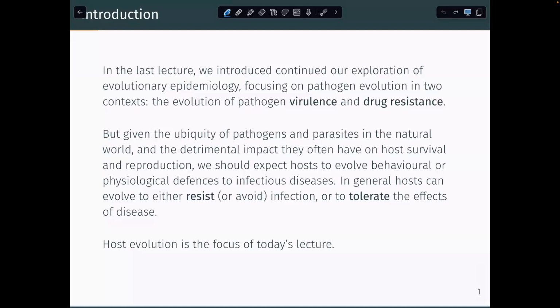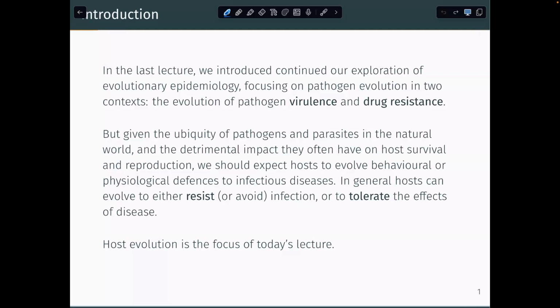And part of the reason for this is that pathogens and parasites are found throughout the natural world, right? So we might think about human infectious diseases because we're humans. But pretty much wherever you look, you find pathogens and parasites. Because of this, it's a very common ecological relationship that we find in nature. And pathogens and parasites often have a really severe impact on host survival, as well as host reproduction. So we should generally expect that hosts have evolved in response and continue to evolve in response to selection pressure from pathogens and parasites. And they can evolve a variety of different defenses, if you like.